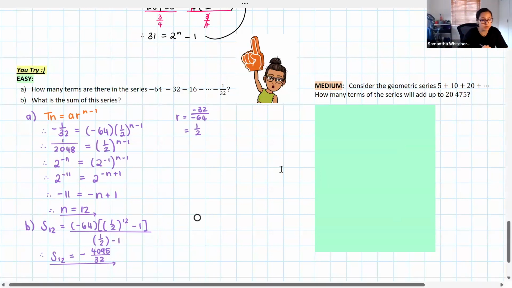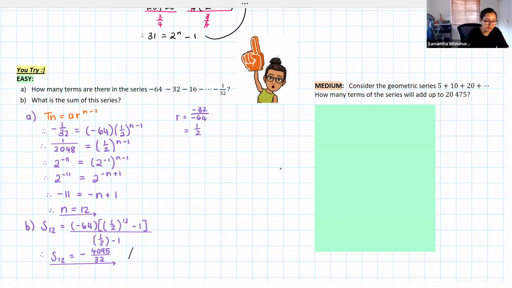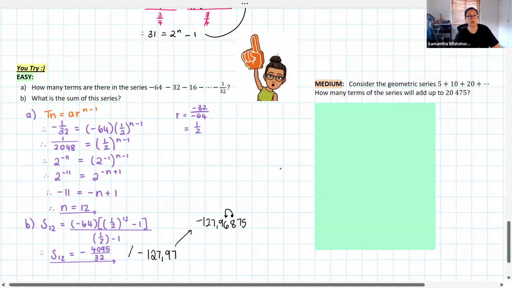You first have to work out how many terms in the series. There were 12, and your sum was the negative 4,095 over 32, or negative 127.96875. So to two decimal places, which we always round off to unless told otherwise, the 8 rounds the 6 up to a 7. So hence negative 127.97. Okay, I'm not going to underline it. That's the answer. We're happy.